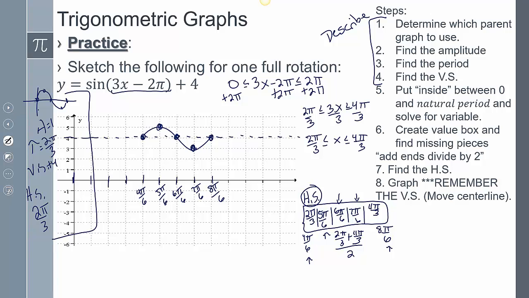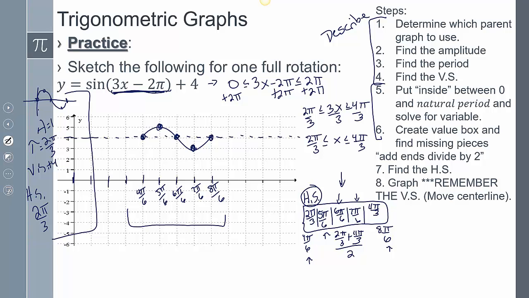Then I put this part of the graph here between 0 and 2 pi. That's what I did here. I had to find the values. And so steps 5 and 6, I spent time finding the values, and that's what I did here. I had to find all the values. That's how I know how to label my x-axis here.